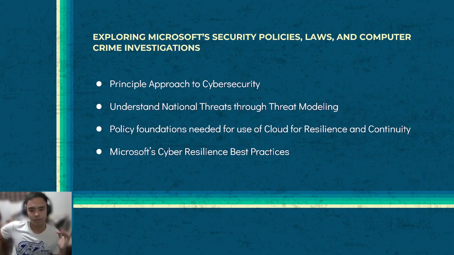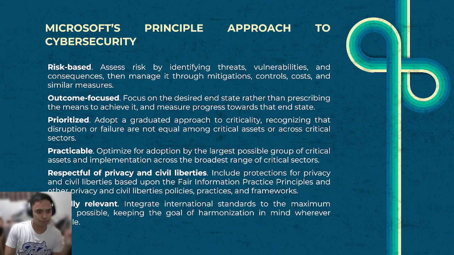So this is the table of contents for the third part, exploring Microsoft security policies, laws, and computer crime investigations. For the first part, Microsoft's principal approach to cybersecurity is risk-based, outcome-focused, prioritized, practicable, respectful of privacy and civil liberties, and globally relevant.